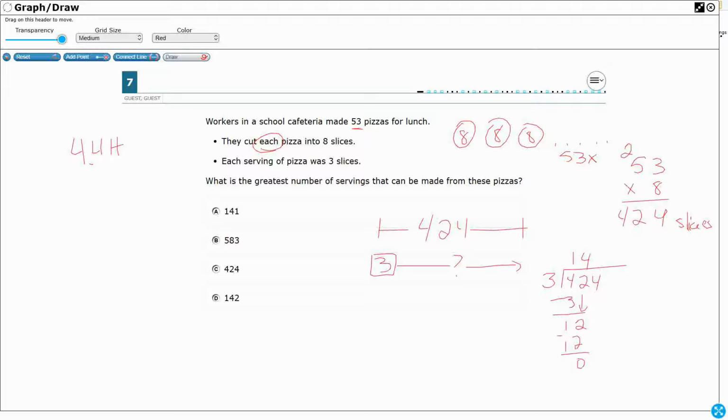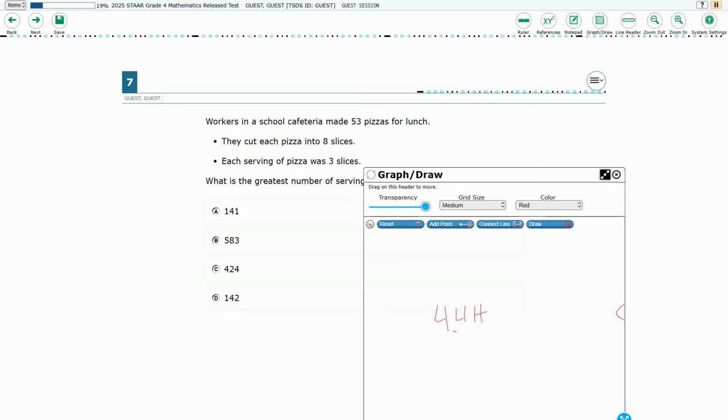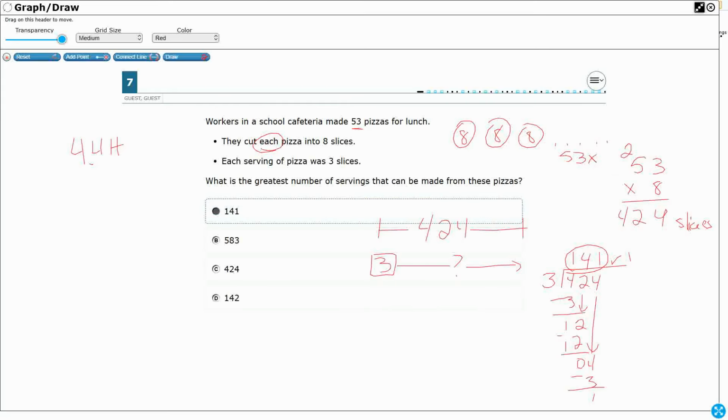All right, so look, I've got 4 slices. I can get that one last serving in there, and I've got one slice left over. So one slice left for me, I guess. And so what's the most I can create? I can only create 141 servings because each serving has to have 3 slices. So my answer here is going to be A.